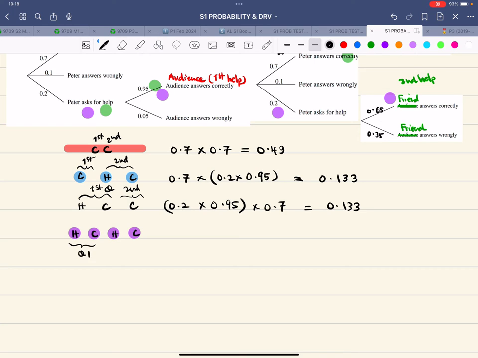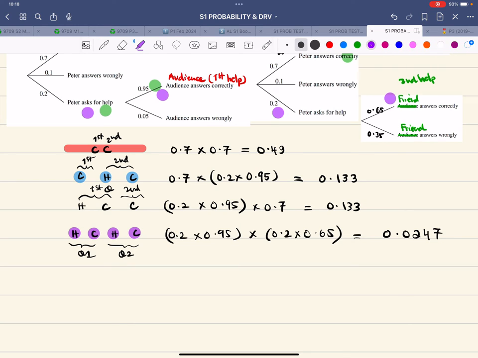This is question 1. This is question 2. This is 0.2 into 0.95. That is for question 1. And 0.2 into 0.65. That is question number 2. Multiply it out, a small value, 0.0247. So now I have 4 things over here.